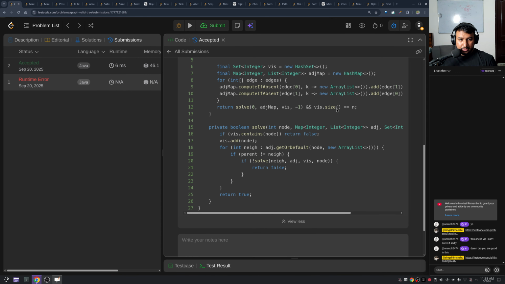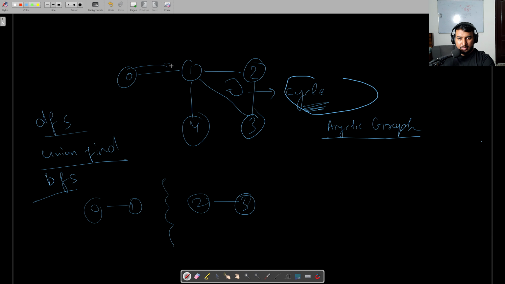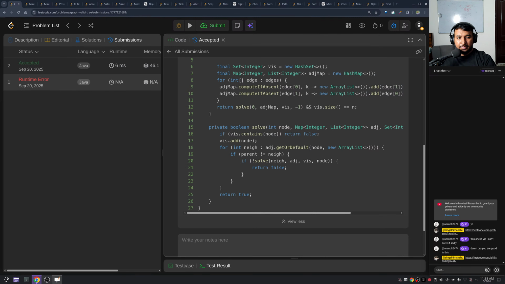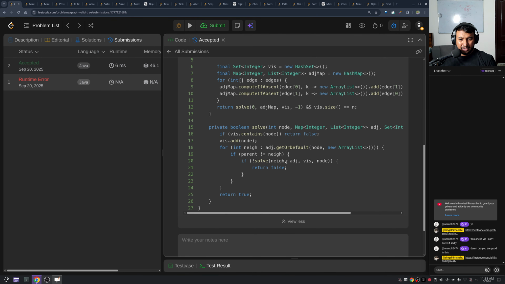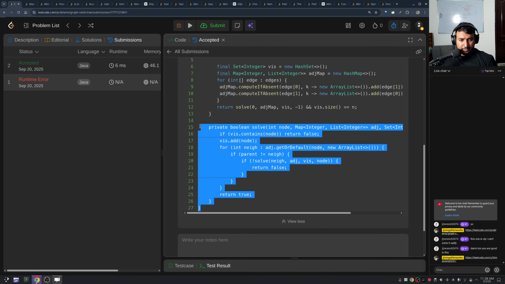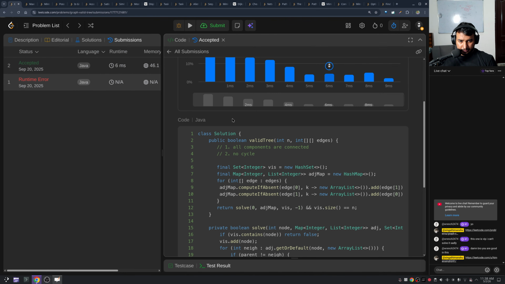Over time, you practice, you get the hold of things, how you do things. So we do a visited, and we want to check that if you start from a node, let's say 0, you are able to visit all the vertices. That's how we can do this. And for finding the cycle, what I did was I used DFS. So this is the code for DFS.